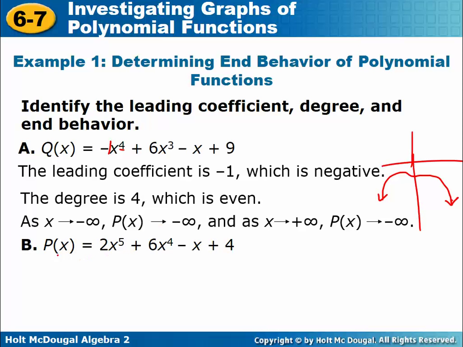Okay, here's another example. P of x equals 2x to the 5th plus 6x to the 4th minus x plus 4. So we have to name the leading coefficient. That's easy enough. It's 2. The degree, that's easy enough. It's 5. And then the end behavior.